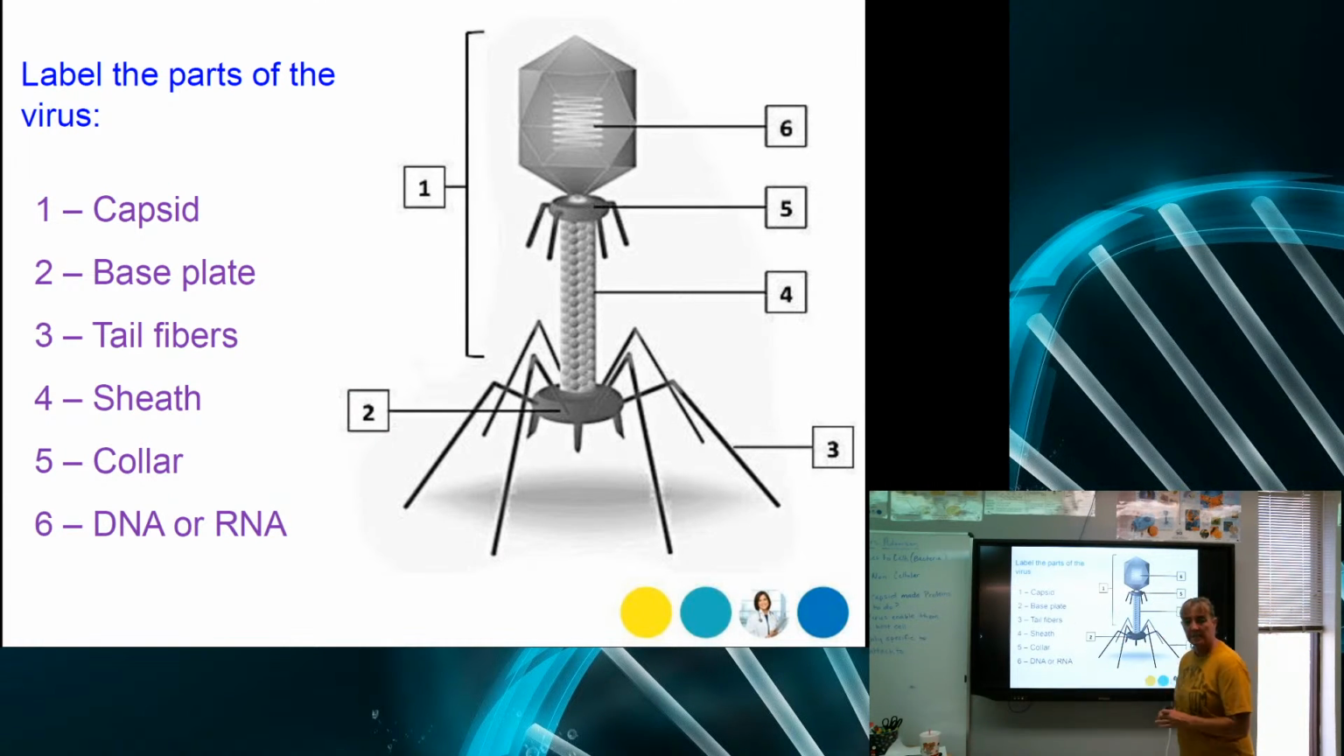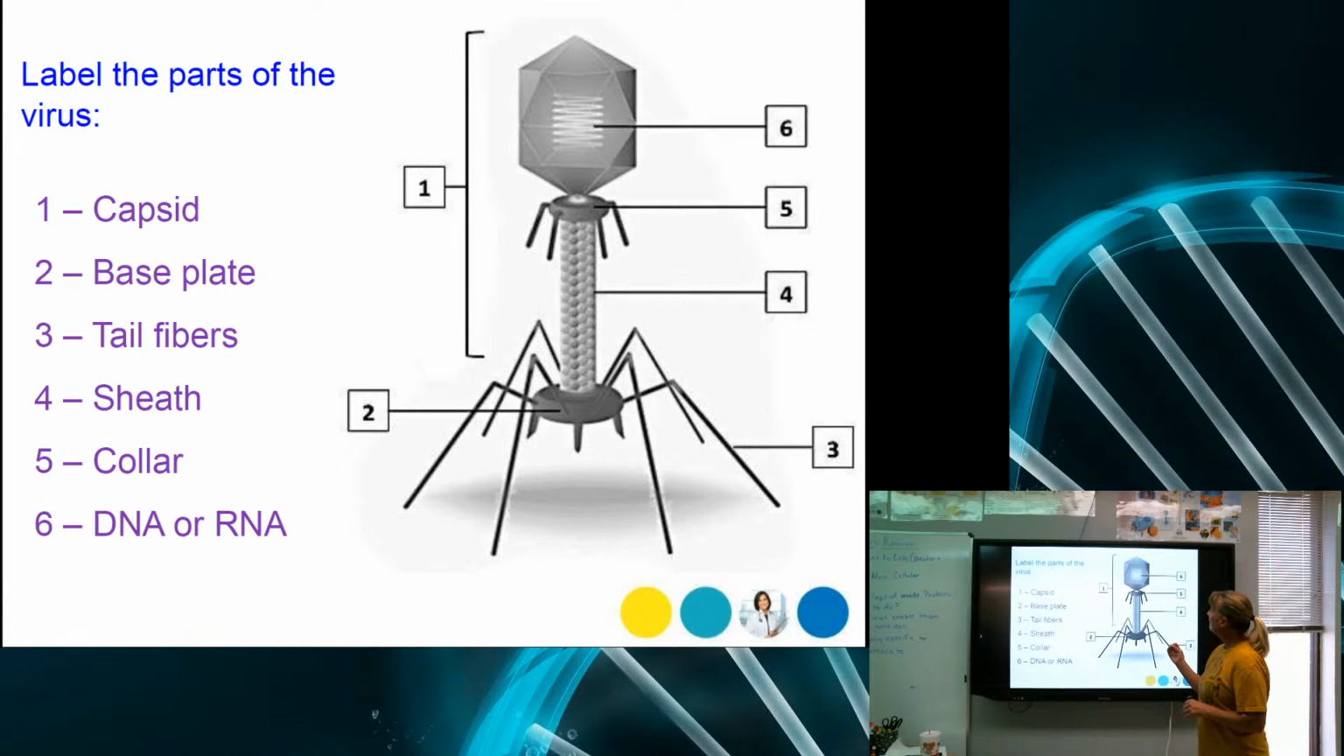This shows 6 parts. I want to mainly focus on 2. That would be your DNA or RNA and the protein coat that surrounds the virus. All viruses have a protein coat that surrounds them, and that is also called the capsid.